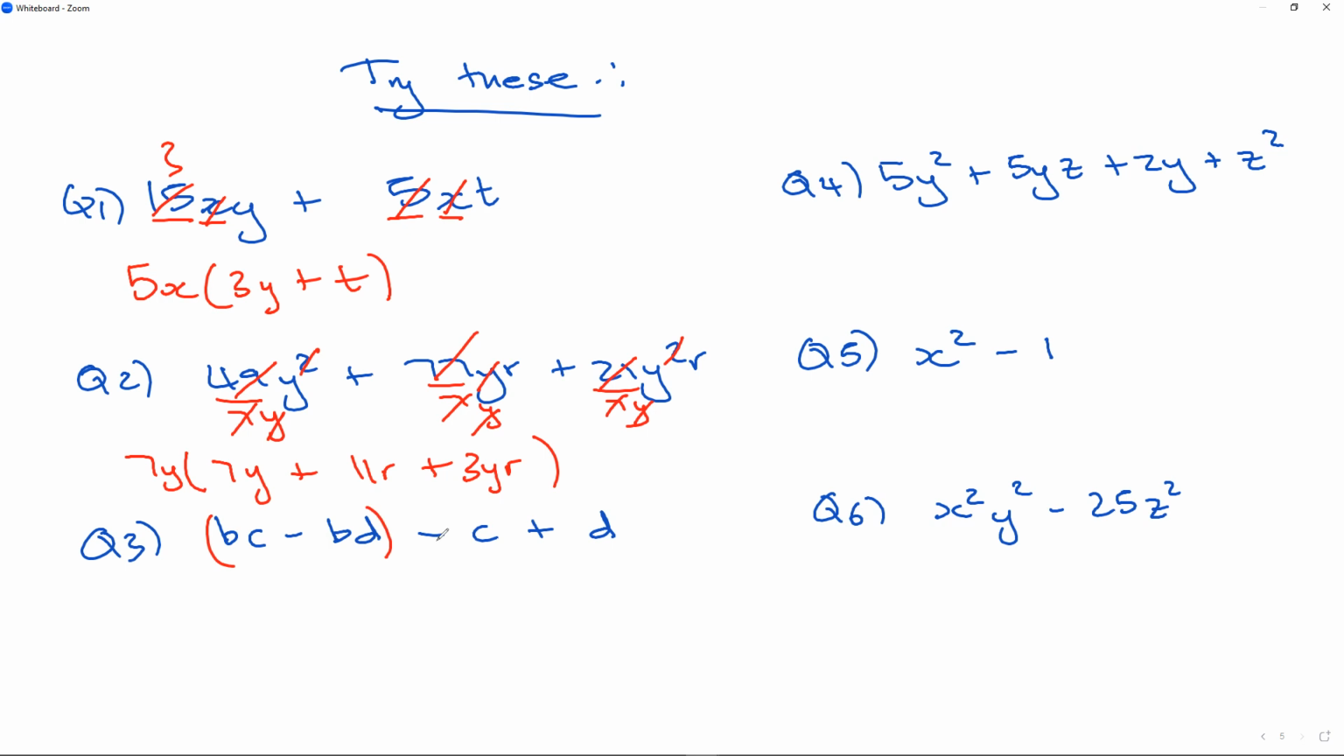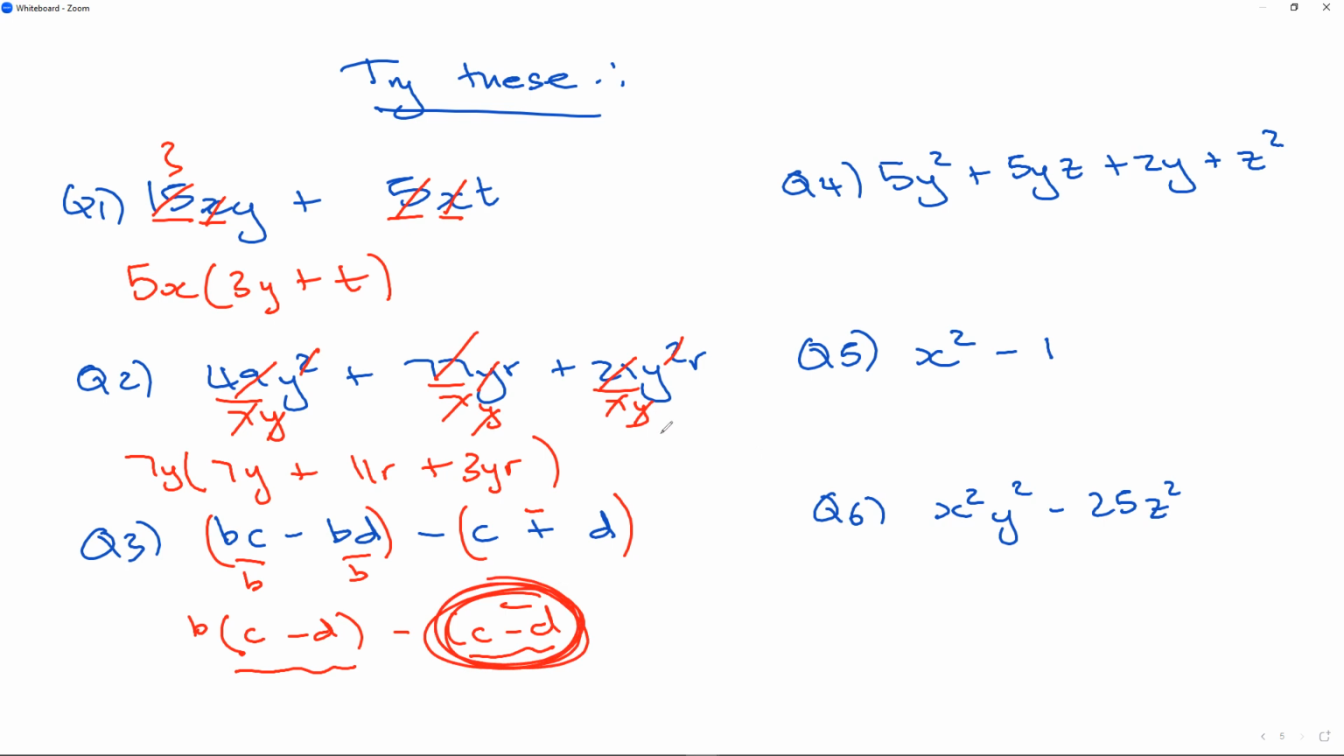The next one we put a bracket over here, put a bracket over here, and put a negative here. Don't forget to change that into a negative. I now take out a common b from each of these. C minus d is left behind, minus c minus d. And now I have a common bracket, c minus d. Now what happens when I remove a bracket completely? It gets replaced with 1. If I take out c minus d as a common bracket, and I divide it, I'll be left with b minus 1 in the second bracket.